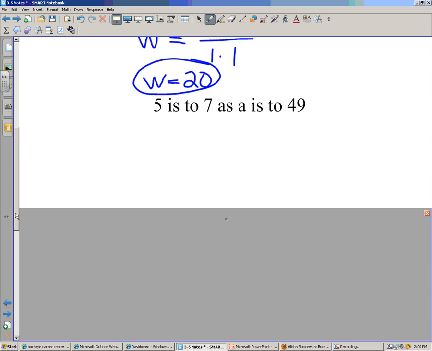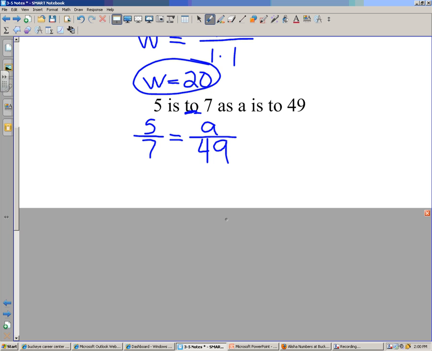Right, but what's the key word here, or the key to? Remember 5 to 7 is one way to write a ratio. If you look on the front page of your notes, ratios can be written in 3 different ways. One of them is 5 to 7. Well, 5 is to 7, so I have 5 to 7 as A is to 49. So now I have my proportion.